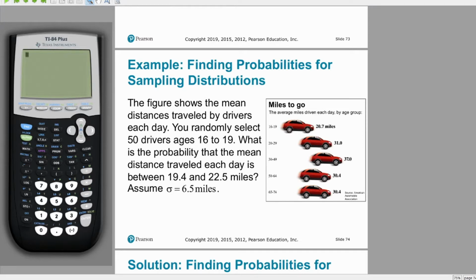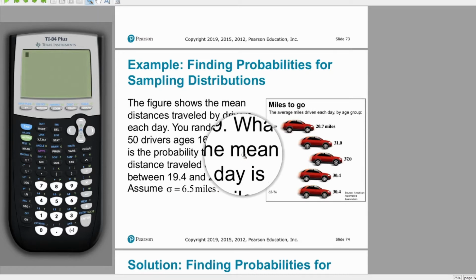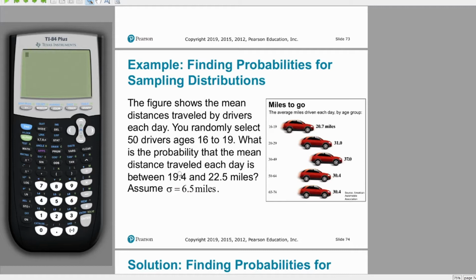So looking here at this example, what we have is behavior for 50 drivers age 16 to 19, and we want to talk about the behavior of the mean. In particular, I want to see what the probability is that the mean is between 19.4 and 22.5 miles, where we have some assumed standard deviation. And assuming you know that standard deviation is a bit unfair, but we'll talk about that more later on.